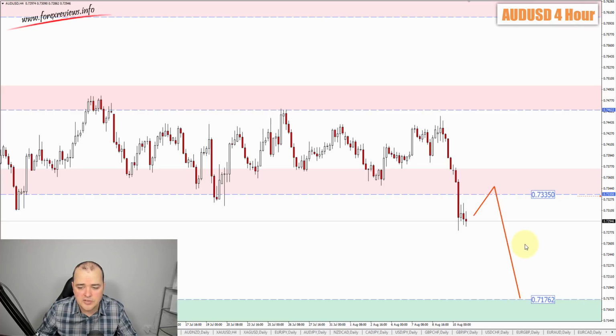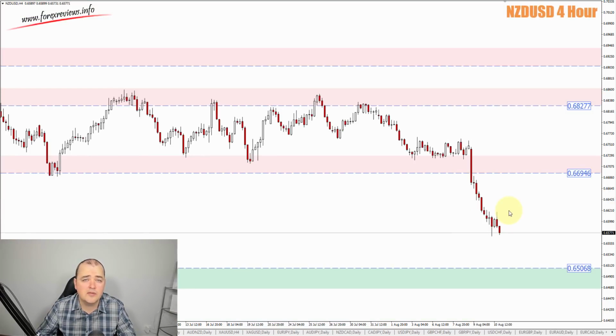So overall on AUD/USD, highlighting that if price action pulls back into the 73.35 zone area, that this is an area on this market where we're just looking for bearish events and a potential move to the downside from this important area. Okay, well that's that market.